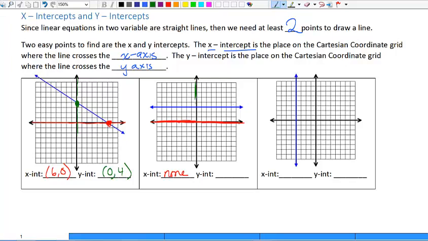Alright, so on my green, I'm going to highlight my y-axis. It looks like the blue line intercepts my y-axis at (0, 3). And on my last problem, on my x-axis here, the blue line intercepts my x-axis at (-4, 0). My y-axis here, the blue line is never going to hit my y-axis, so I'm going to write none. There is no y-intercept for a vertical line.